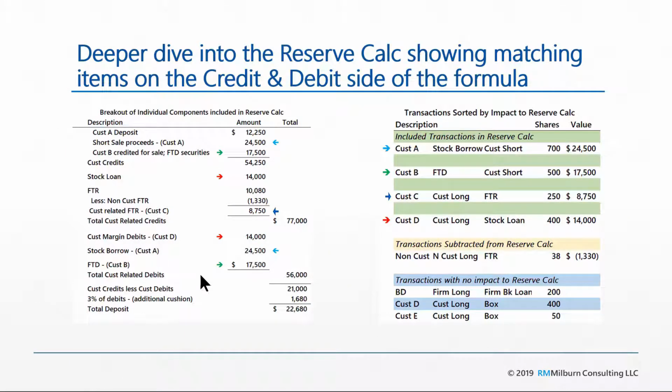This is a deeper dive into the Reserve Calc. Let's start with the customer credits. You can see there's $54,250 credited to customers. It's composed of 3 items, and it's the deposit that customer A gave us.